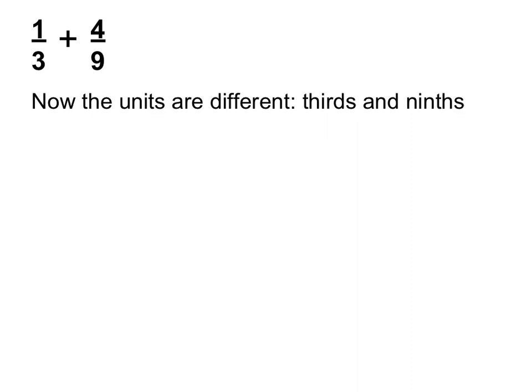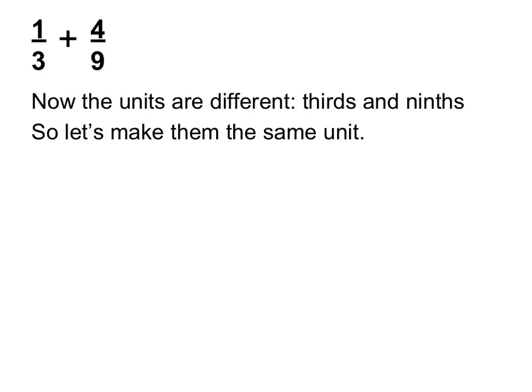Okay, so some of you are saying, well, that's the easy one. The ones I don't get are when the units are different. So here's an example where the units are different. My first number is 1/3, so the unit here is thirds. The second fraction is 4/9, so the unit here is ninths. Well, thirds and ninths are different. So let's make them the same, right? We have already talked about how to find equivalent fractions, how to take a fraction and break it up into a different number of pieces.